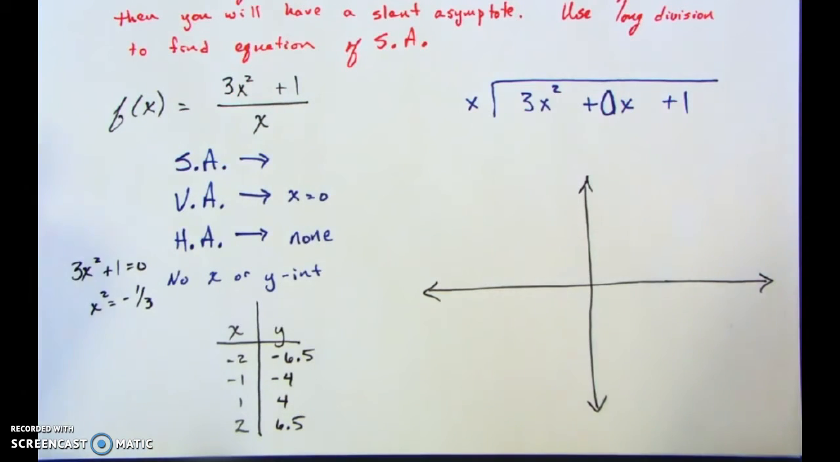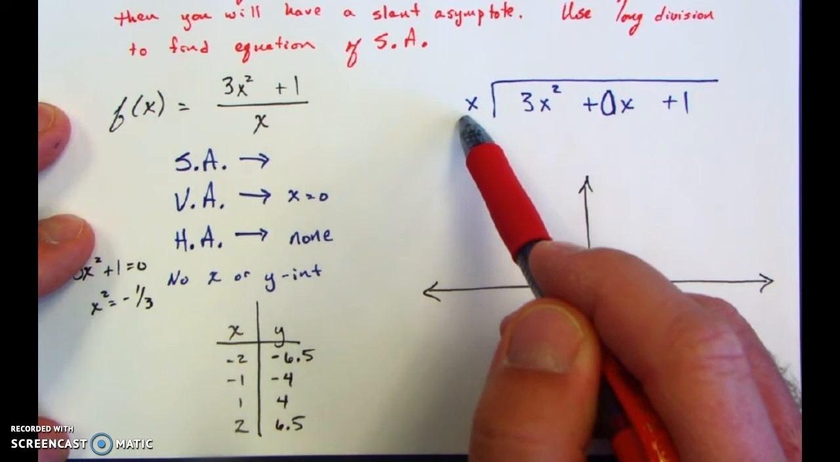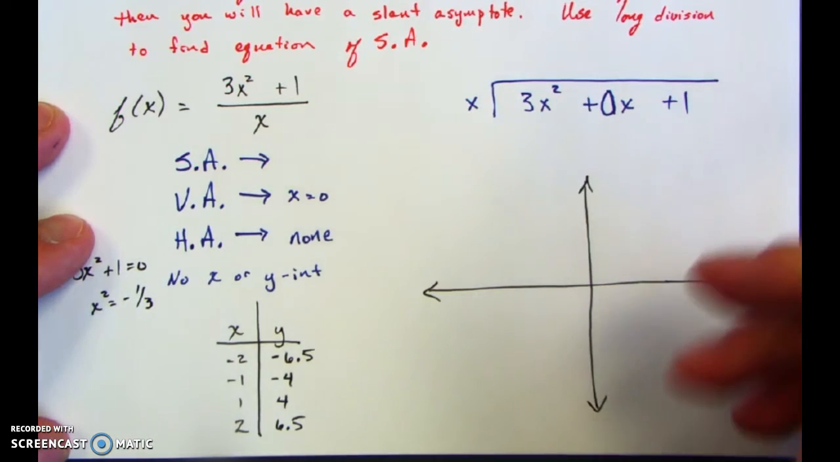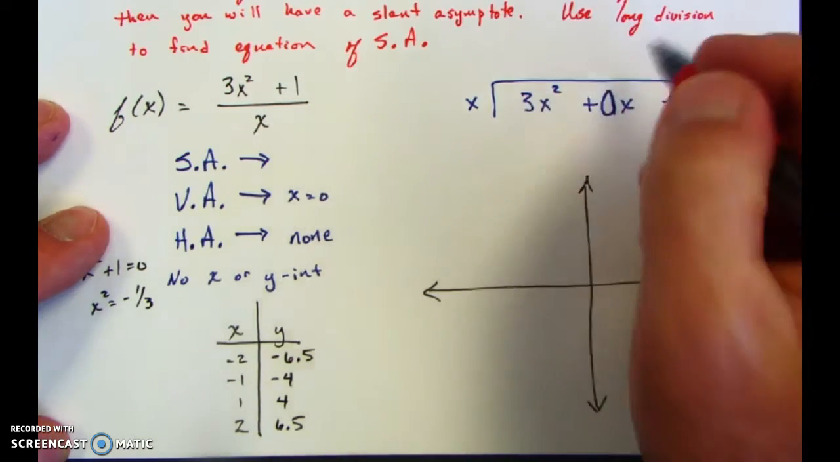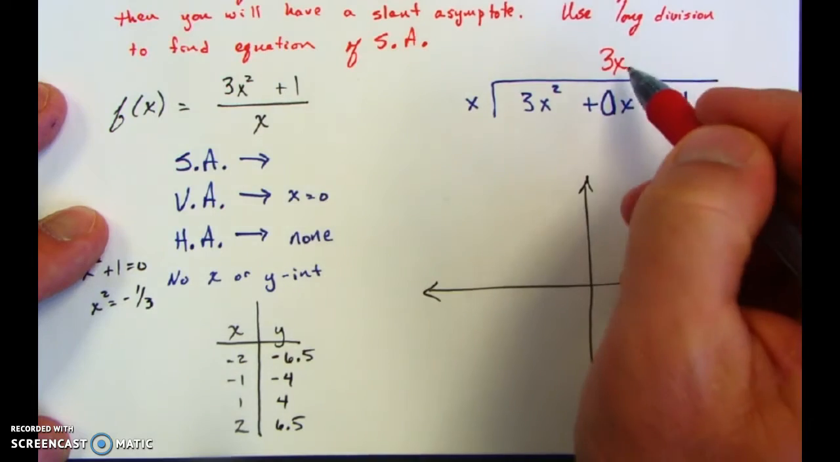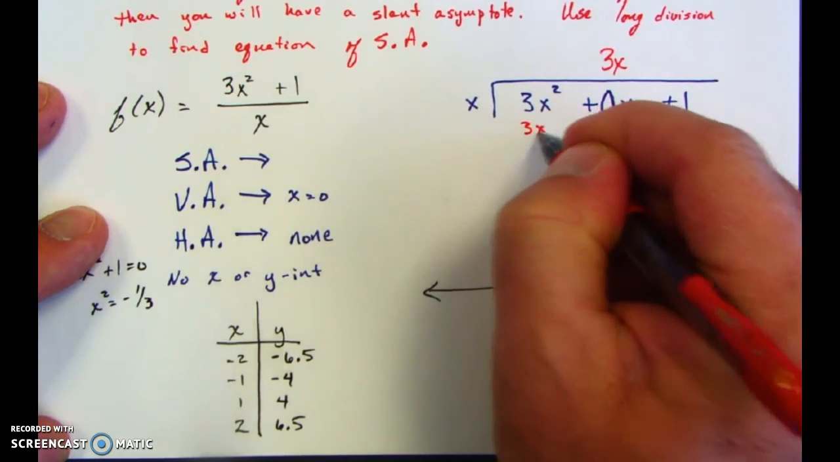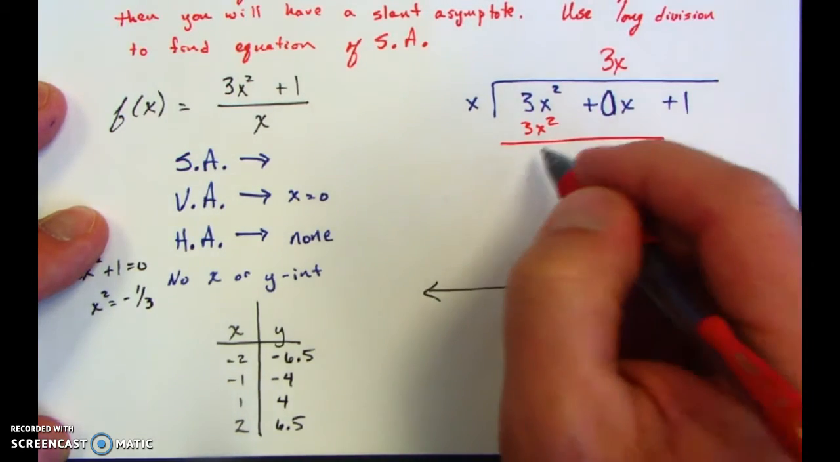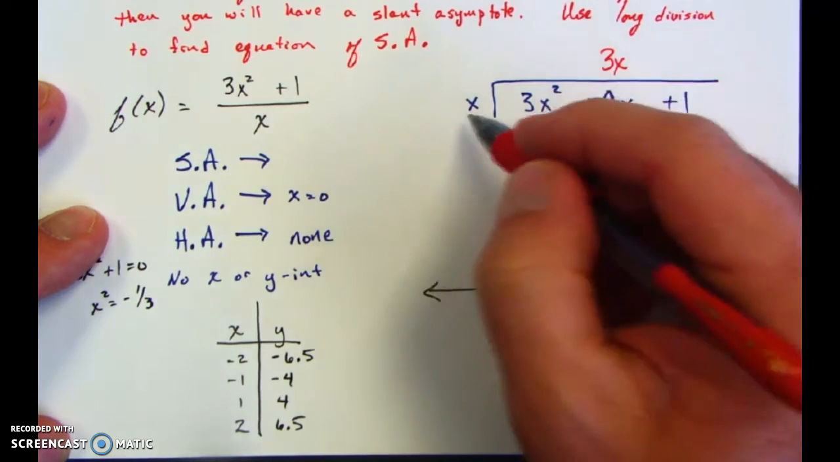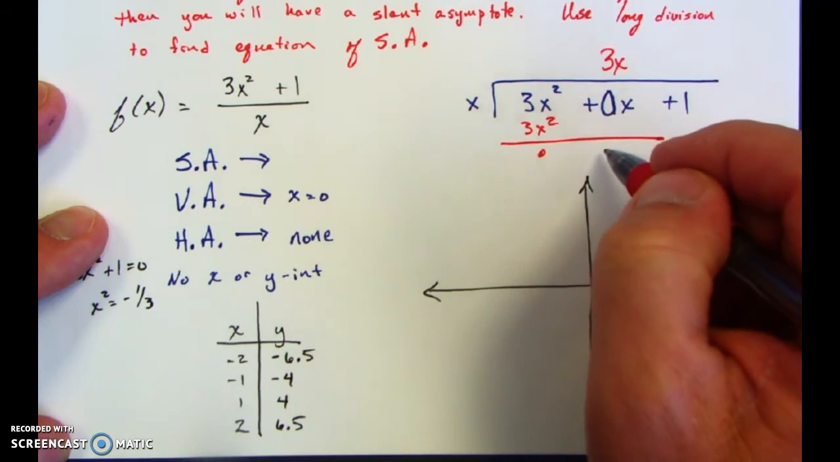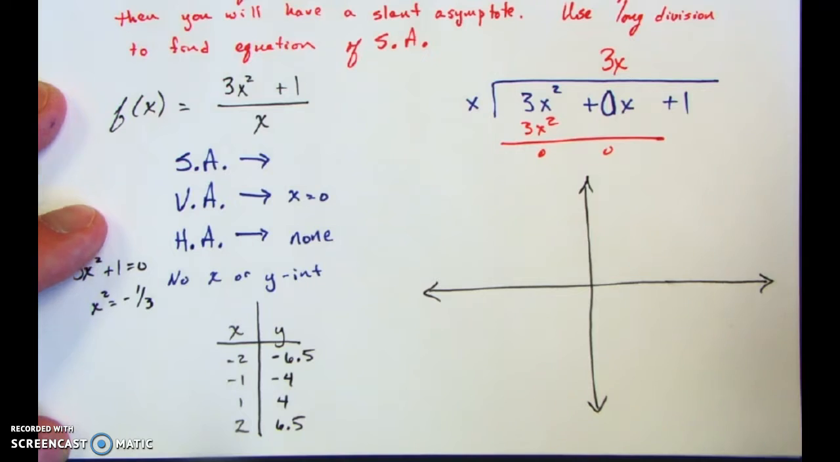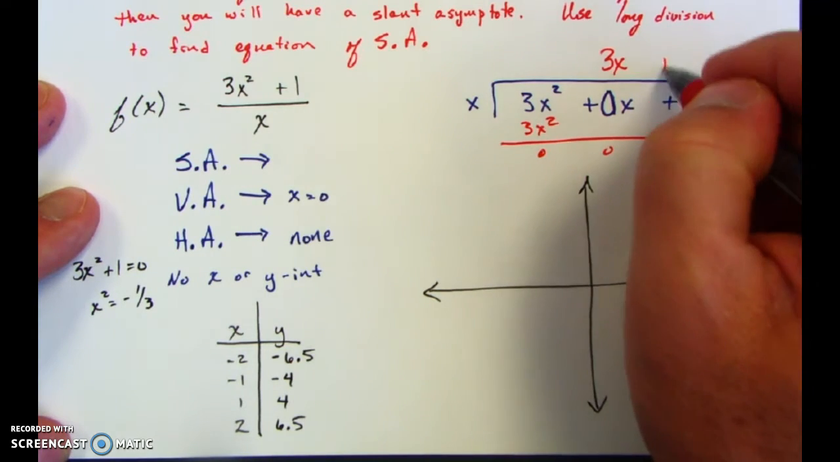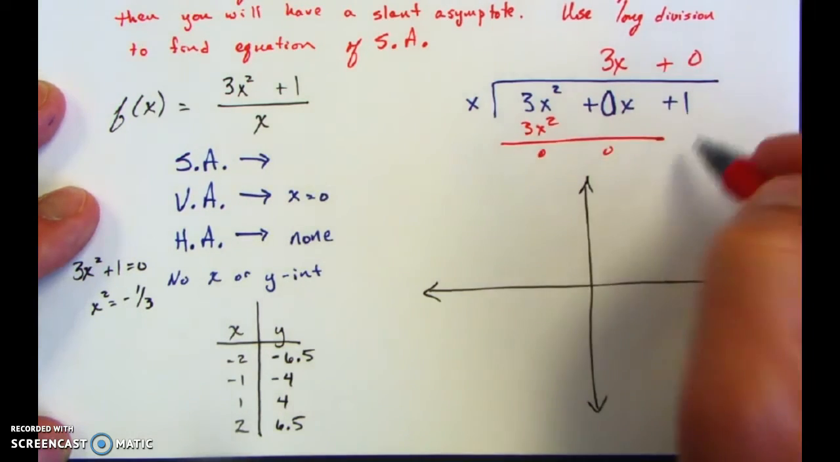With the long division, I'm going to find out what do I multiply x by to get 3x squared? So if I multiply by 3x, 3x times x is 3x squared. And then that goes to 0. And as far as the x going into a 0x, that would stay 0. So what we end up with, if I multiply by 0, we're getting 1.